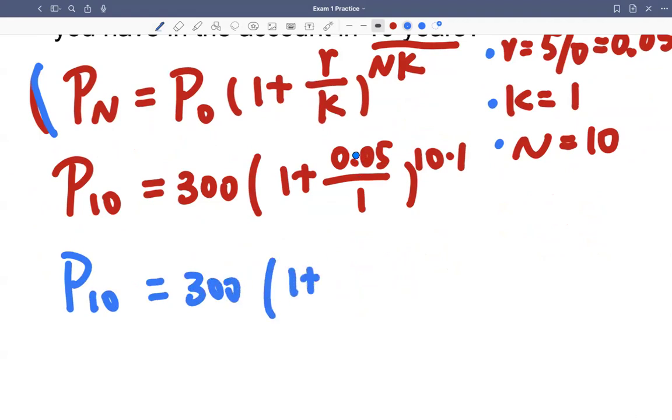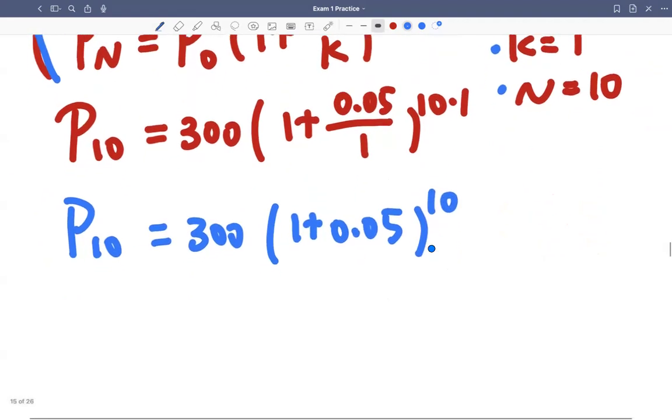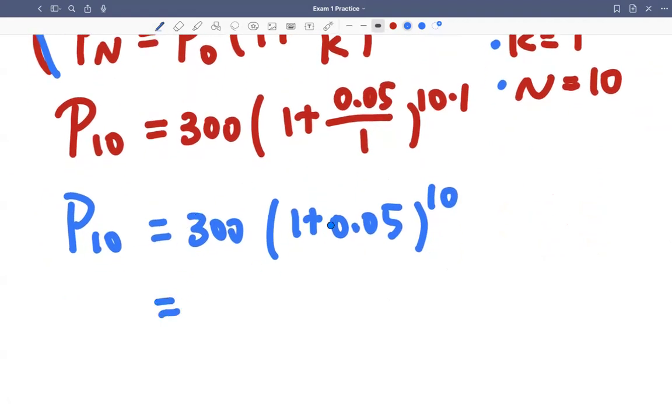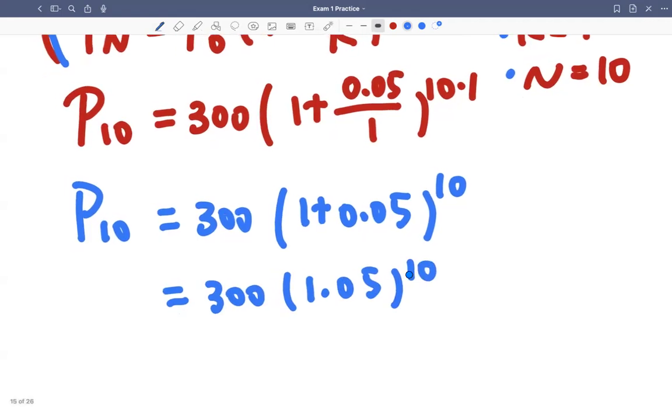Now we do it step by step. First, 0.05 divided by 1 is itself, 0.05, because anything divided by 1 is itself. Then raised to 10 times 1, which is 10. Then we calculate inside the parentheses. So we have 300, and 1 plus 0.05 is 1.05, then raised to 10. Well, this one we need to use a calculator.